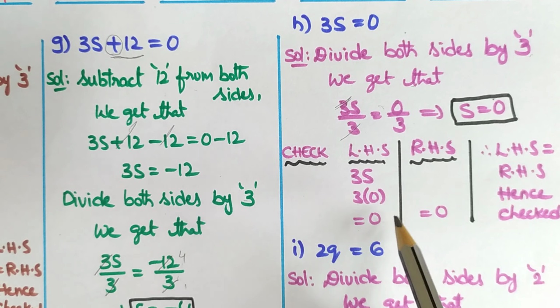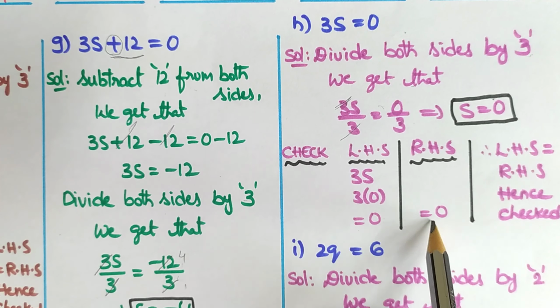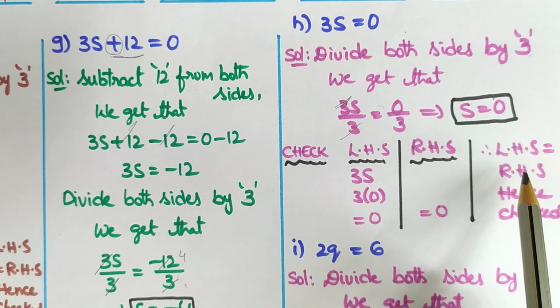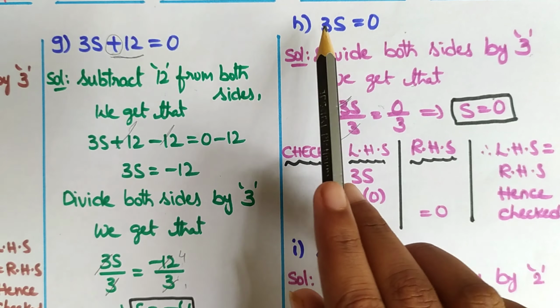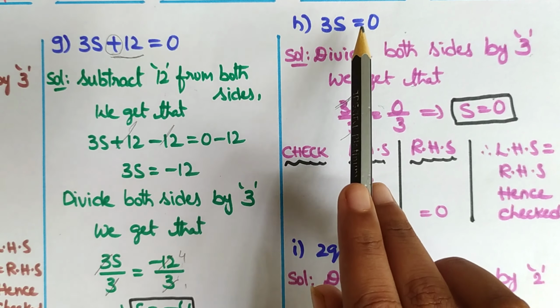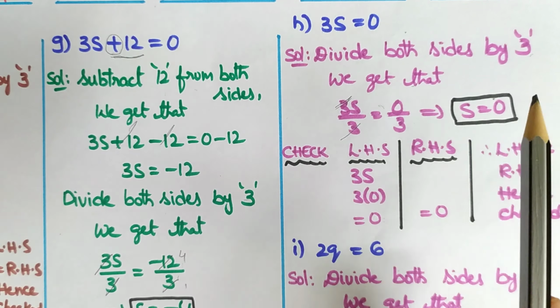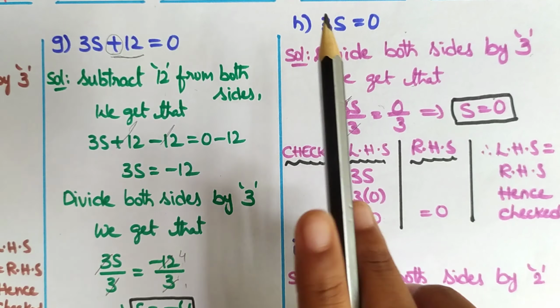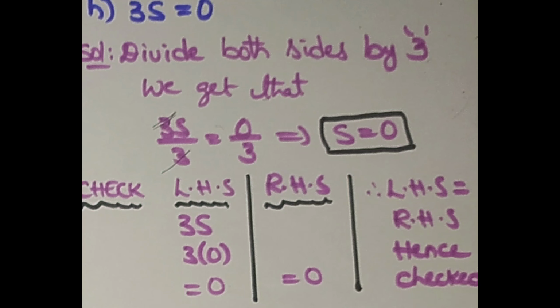Any number into 0 is 0. LHS is 0, RHS is also 0. So 0 equal to 0, where LHS is equal to RHS. Hence checked. So 3s is equal to 0, where s equal to 0 is the right answer for this H bit.